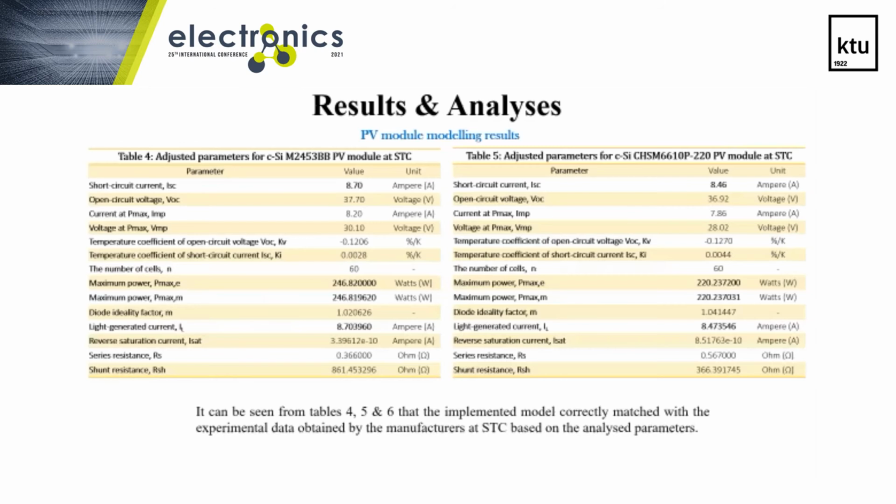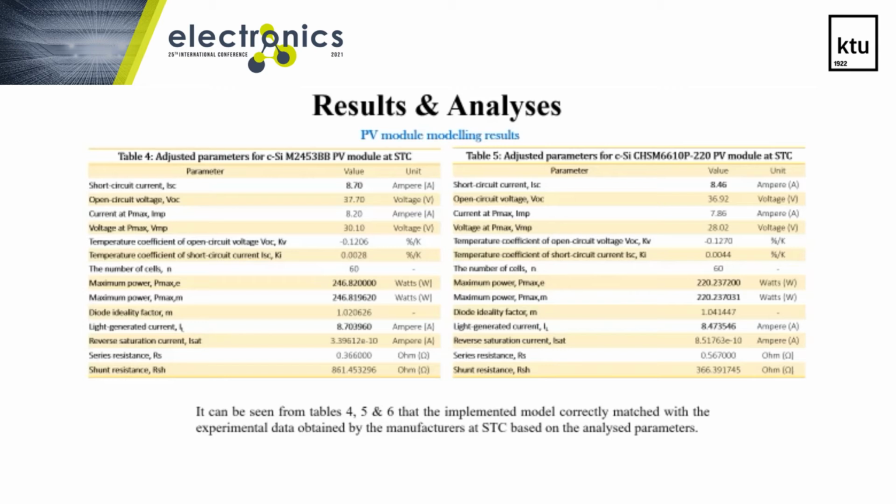Now, the results and analysis. It can be seen from tables 4, 5, and 6 on the next slide that the implemented model correctly matched with the experimental data obtained by the manufacturers at STC based on the analyzed parameters. On table 4, you can see some highlighted values of the maximum power Pmax-E and the maximum power Pmax-M. The maximum power Pmax-E shows the maximum power obtained by the model parameters, that is the experimental maximum power. Meanwhile, the Pmax-M indicates the maximum power obtained after the proposed algorithm has been run.